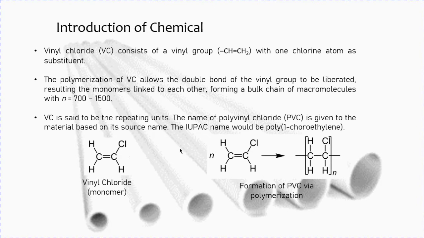The monomer of PVC is known as vinyl chloride. It consists of a vinyl group, named for the carbon double bond, followed by one chlorine atom as a substituent. The polymerization of vinyl chloride enables the double bond to be liberated, and the monomers will start linking with each other, eventually forming a bulk chain of macromolecules with a repeating number in a typical range of 700 to 1500. As per the nomenclature, the name PVC was given based on the source name. IUPAC has suggested another name, which is poly-1-chloroethylene.